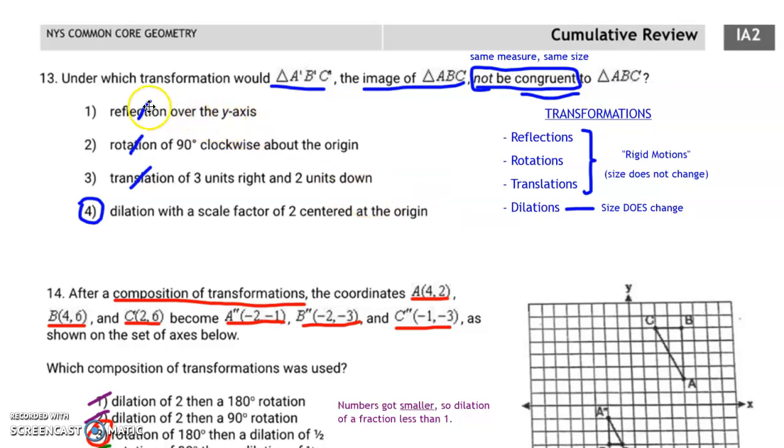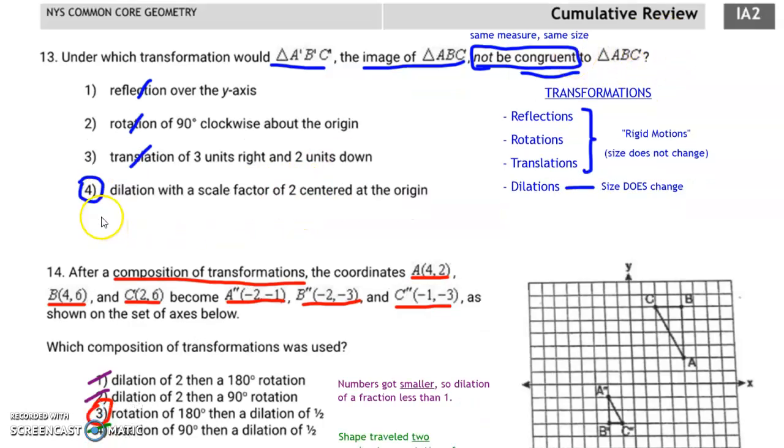So in all of the first three, reflections, rotations, and translations, these are rigid motions, which means the size doesn't change. But for answer number 4, a dilation with a scale factor of 2 means that the shape is going to get twice as large. If it's got a scale factor of 2, that means it's getting bigger, which means it's not congruent, which means choice 4 is your answer.